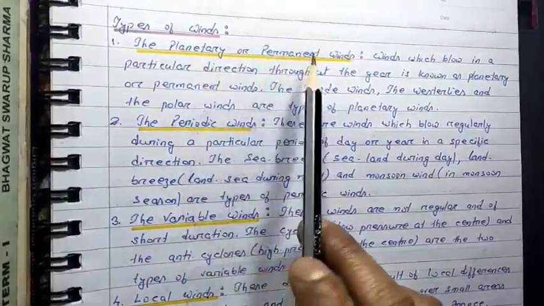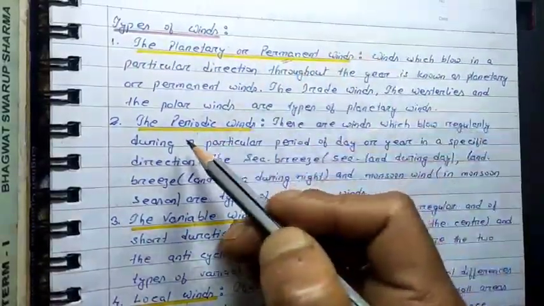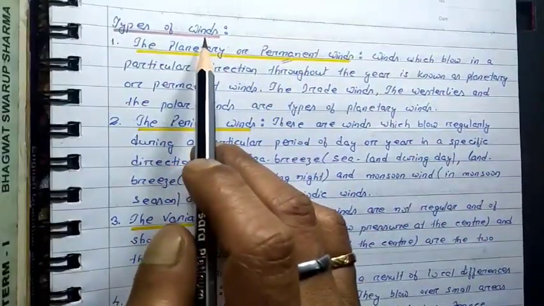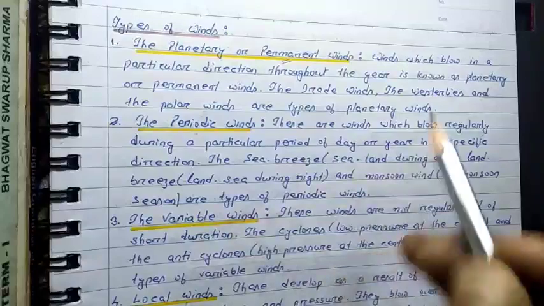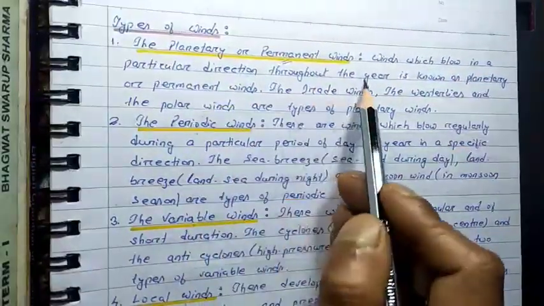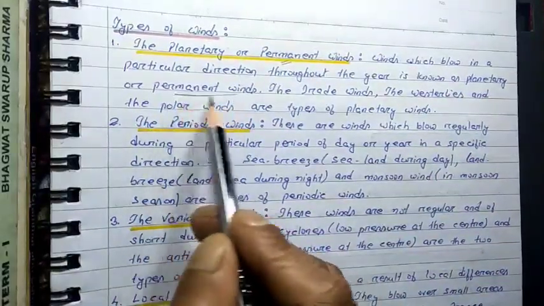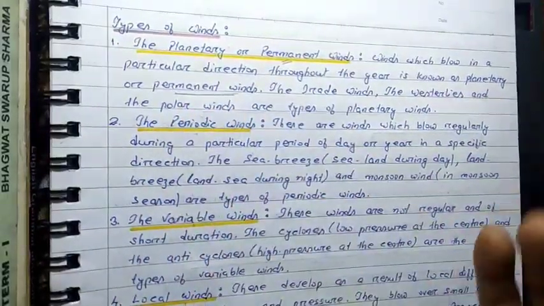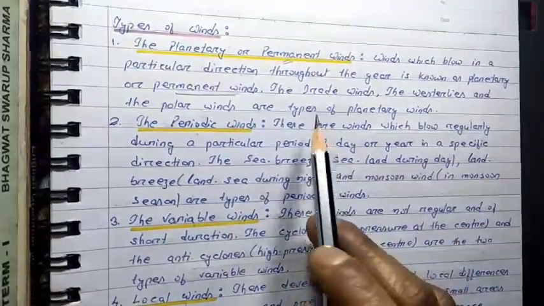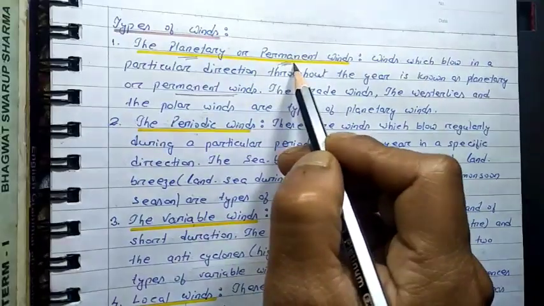The planetary or permanent winds. As the name suggests, permanent, and as I already told you, the name of the winds has been given as per their direction. So we can say winds which blow in a particular direction throughout the year are known as planetary or permanent winds. The winds which generally blow constantly in the same direction, they do not change their direction, those winds are known as planetary or permanent winds.